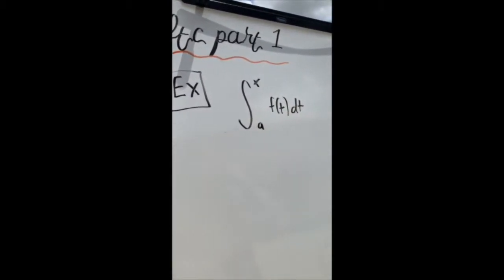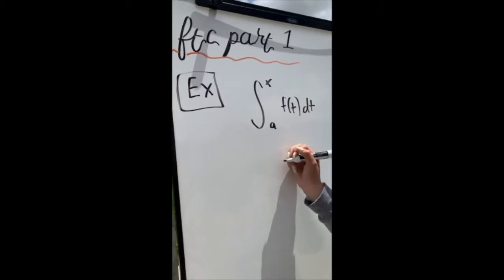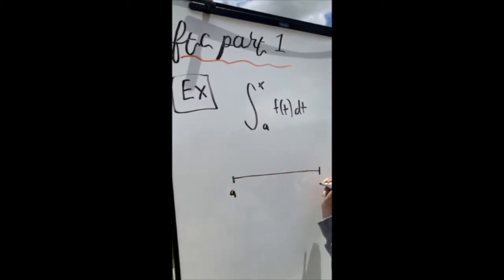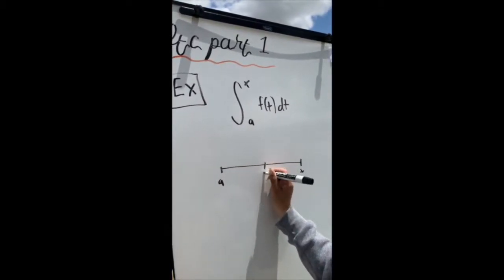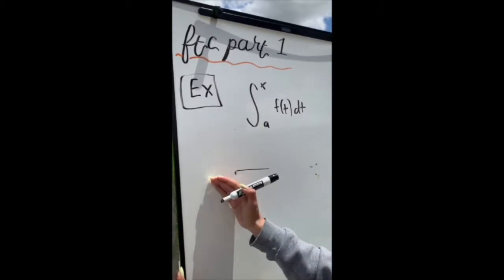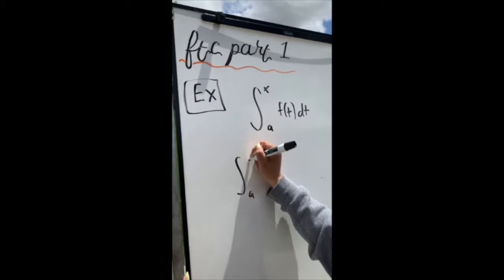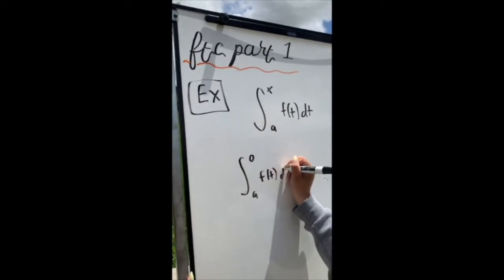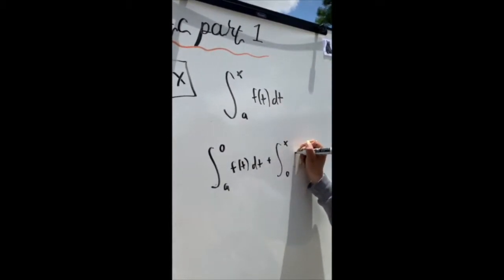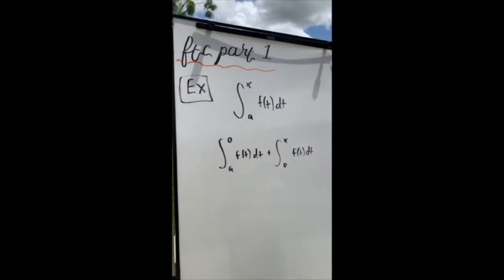You see right here, we're going from a to x for f of t dt. So the first thing to do for FTC part 1, we're just going to split this up because by the theorem there must be some point between a and x. So we're just going to find that point. In this case, we're going to use 0. So let's do that. So the integral from a to 0, f of t dt, plus the integral from 0 to x, f of t dt. And that's the first part.